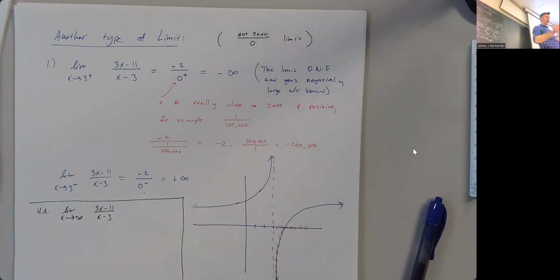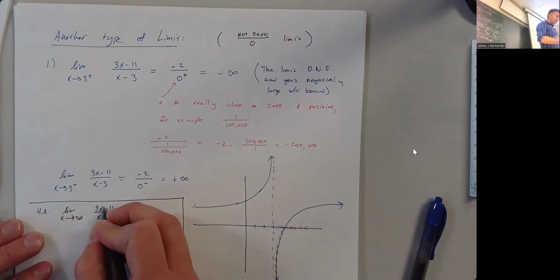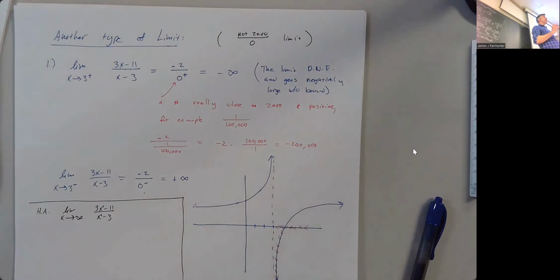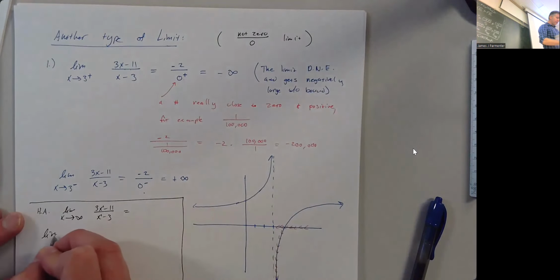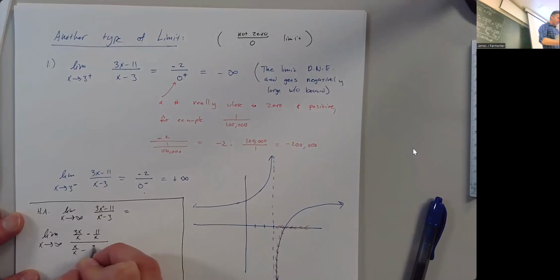When they're the same, that's fine. But occasionally, the power in the numerator will be the highest power, and you want to divide by the highest power that's in the denominator. So here I would divide everything by x. I'm going to get the limit as x goes to infinity of 3x divided by x minus 11 divided by x, over x divided by x minus 3 divided by x.